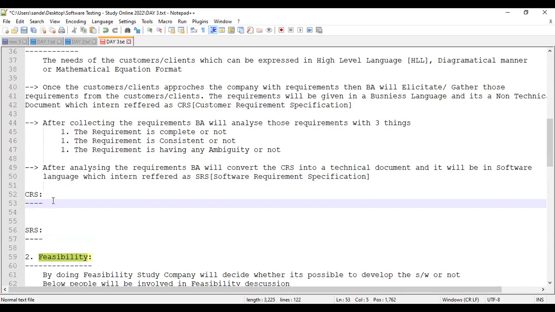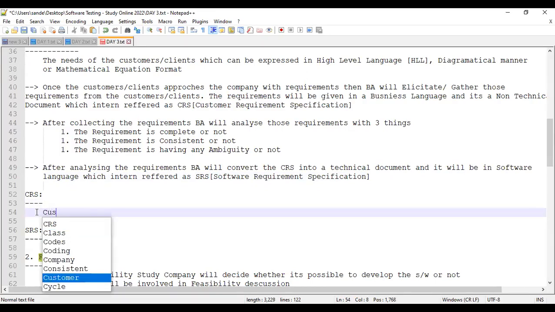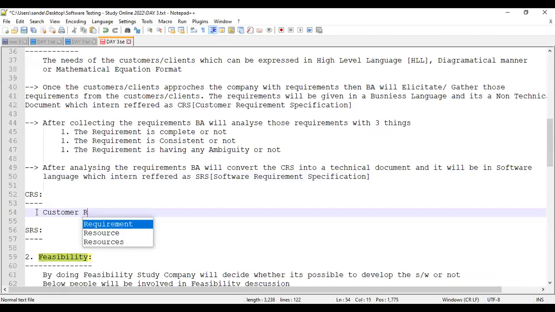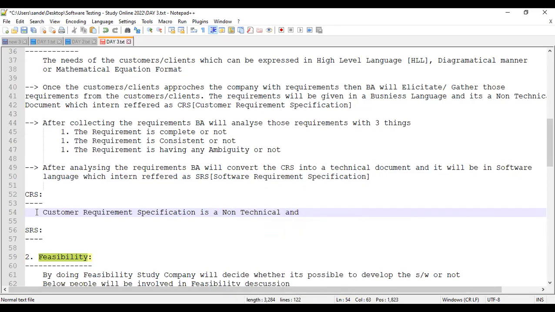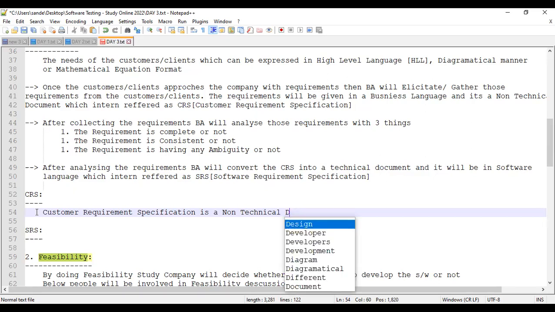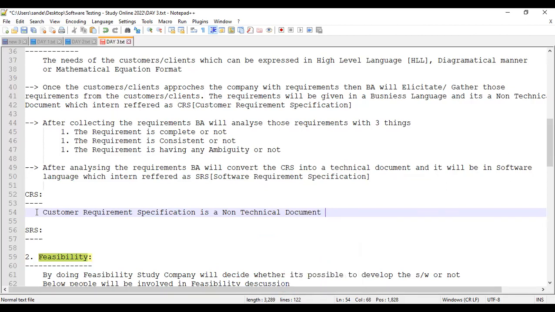Okay. Please observe. CRS means what? Customer requirement specification. Once again, I'm not going to write that. I'll just tell customer requirement specification. Customer requirement specification is a non-technical document given by the customer or client, in business language. So then what is SRS, sir?